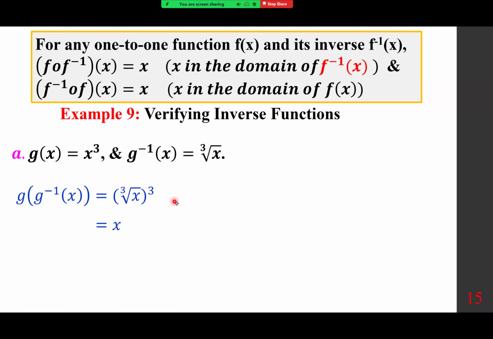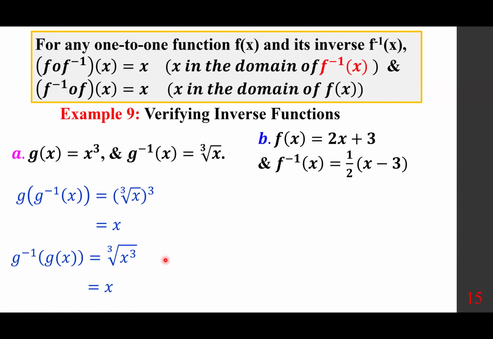But this is easy enough to do for g inverse of g of x. Now if you replace this x with x cubed, putting g inverse of g of x, clearly this is x. And again, we did both ways. One of them is enough, but I wanted to show you both. And now these two functions, both of them are linear functions. f of x is 2x plus 3. f inverse of x is half of x minus 3. By the way, the previous one was a cube function and a cube root function. They undo each other in essence.